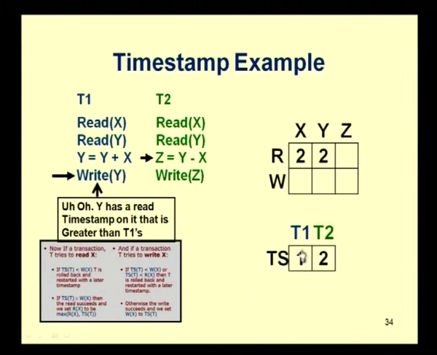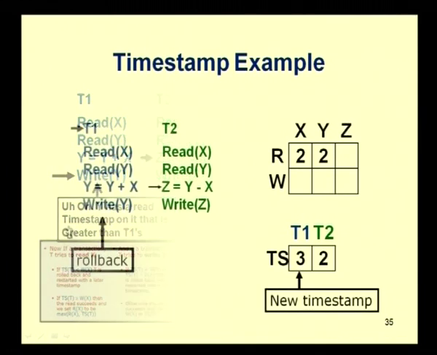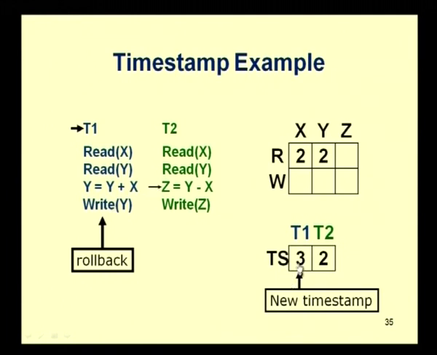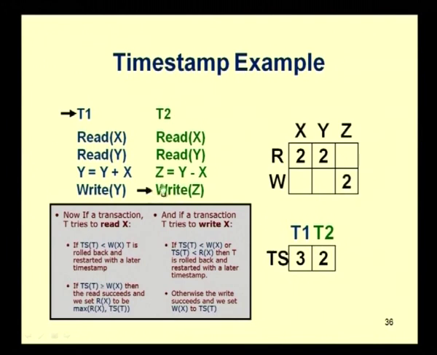So, what do we have to do? We have to roll back this, and we have to give it a greater timestamp. So, you roll back this and you get the new timestamp. That is what we do here. Now, we go to write set. Z, there is no problem here. So, you get a 2 there, which is the transaction T2's.